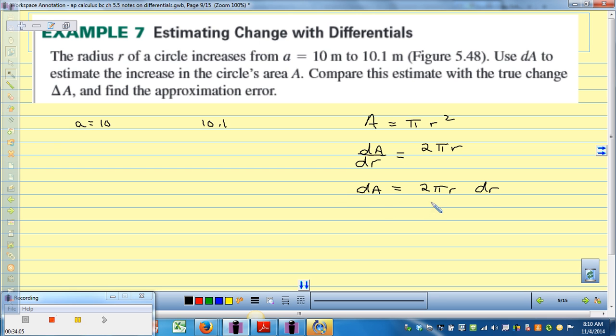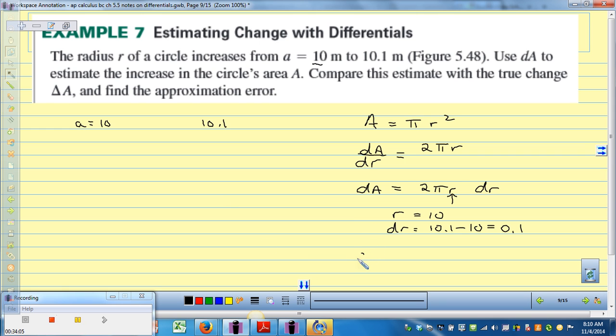All right. What is r at our time of interest? What's our initial r? 10, right? So our r is 10. What is our dr? 0.1. The tiny little change in the radius is 10.1 minus 10 equals 0.1. Okay, and so now we have everything we need to find our differential in the area, which is, what we're doing is we're estimating the increase in the circle's area with the increase in that radius.